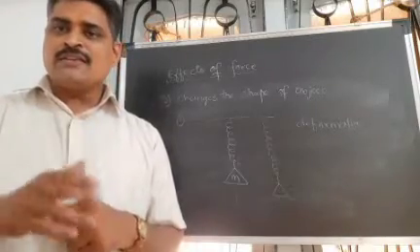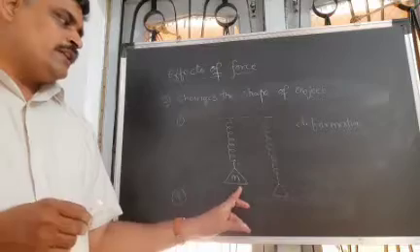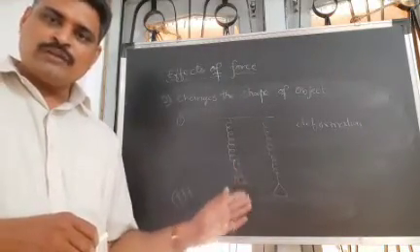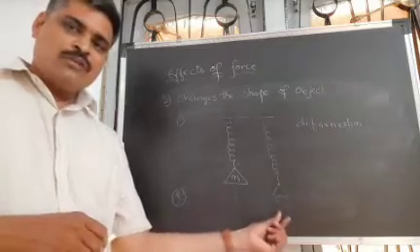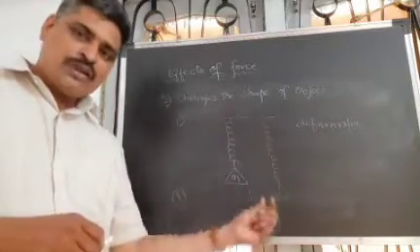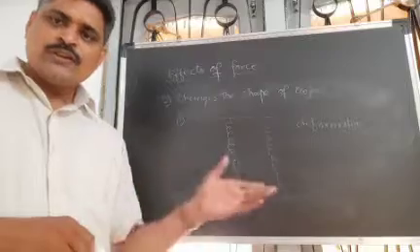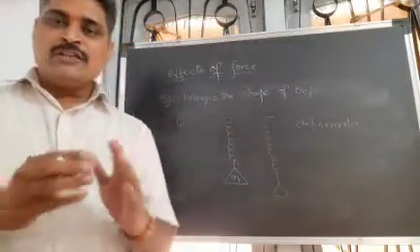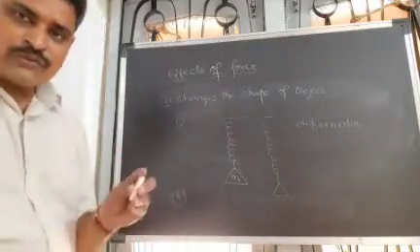In all these cases, if you see, this weight is pulling this spring. So force is nothing but pull here. The weight is coming down, so it is pulling the spring downwards, so that the spring elongates. So that is how we can see the effects of forces.